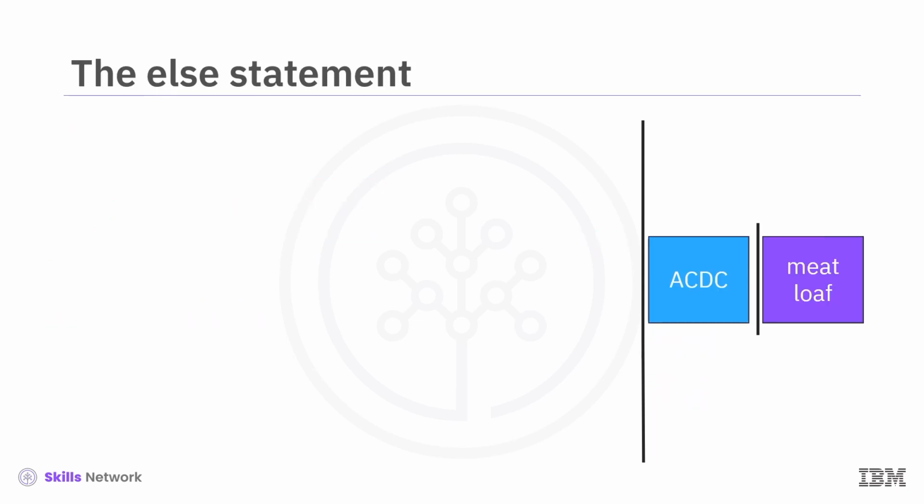The else statement will run a different block of code if the same condition is false. Let's use the AC/DC concert analogy again. If the user is 17, they cannot go to the AC/DC concert, but they can go to the Meatloaf concert represented by the purple square. If the individual is 19, the condition is true. They can enter the AC/DC concert.